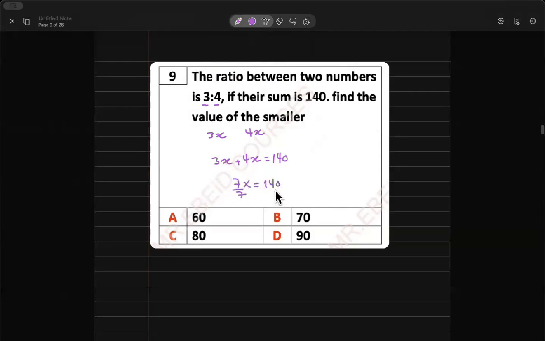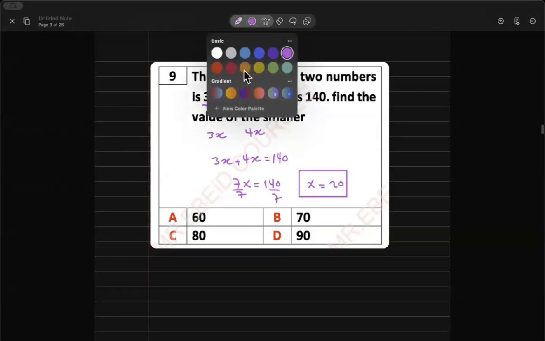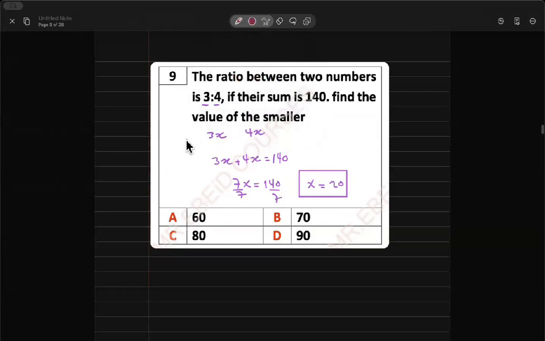Divide both sides by 7 to find the value of x. It means x equals 14 divided by 7 is 2, and write down the 0. So x equals 20. If we have x equals 20, we can find the value of the smaller one. So it's 3x, so it's 3 times 20, which equals 60. So the answer is 60. And if you want to find the greater one, it will be 4 times 20, which equals 80. To check your answer, just add 80 plus 60, it gives you 140.